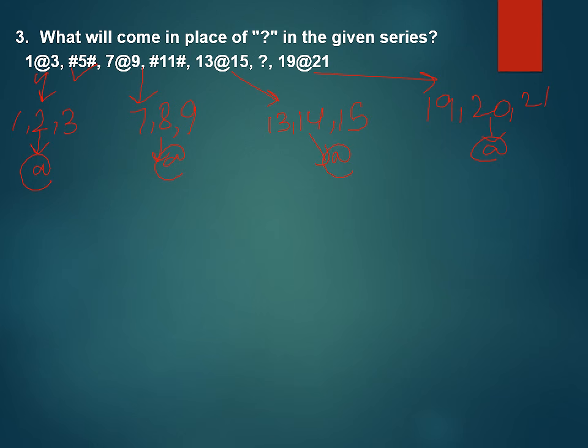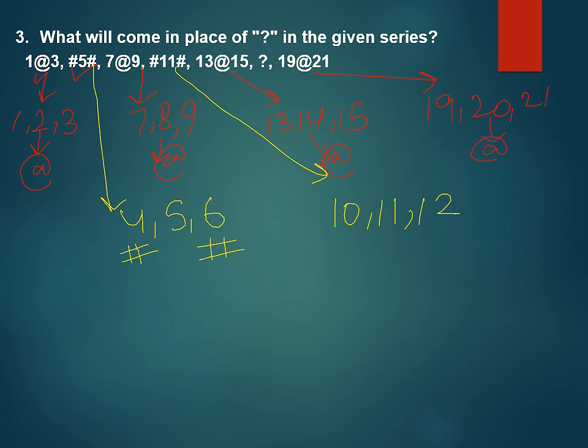If we see the next group, this is 4, 5 and 6. Hash has been used here, hash has been used here. Even numbers are on the outside, and hash has been used. Then this is 10, 11 and 12. Hash has been used for 10, and hash has been used for 12.